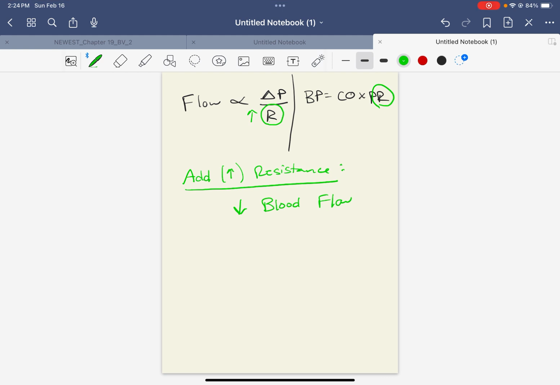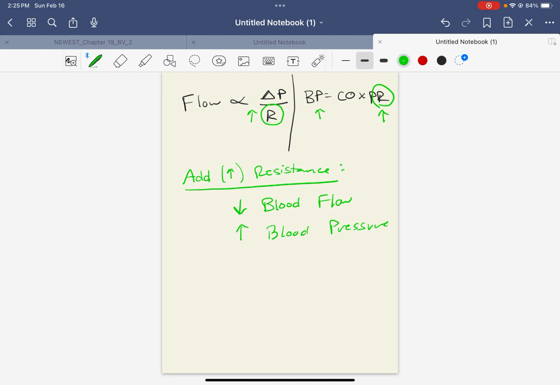But on the right equation, if I add resistance, because everything's related here, it's going to add pressure. So resistance can be a little bit tough. You're going to know this because you're going to memorize the equations. But I just want to put it together for you. The example that I give for this is the garden hose. So check it out. A garden hose.